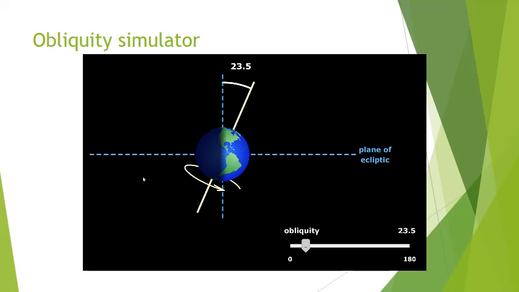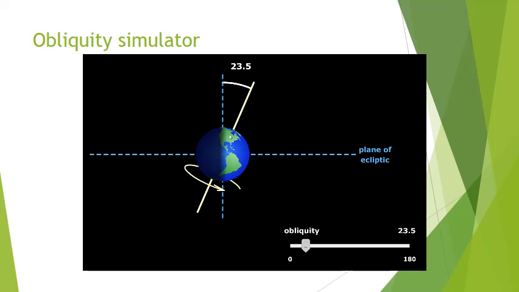Okay, as we just mentioned, the Earth is tilted with respect to the plane around which it orbits the sun. That's what's called the plane of the ecliptic. And so yes, you notice that right now the Earth is tilted about 23.5 degrees with respect to that plane. In fact, the way this simulation is shown, this is northern hemisphere summer, because notice that the northern hemisphere is tilted toward the sun and the southern hemisphere is tilted away from the sun.